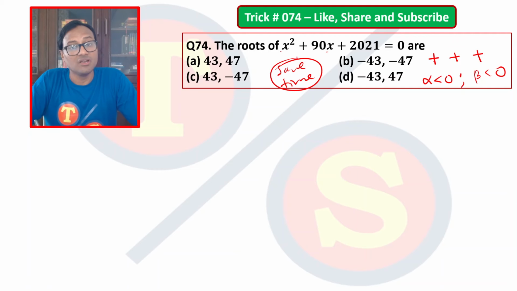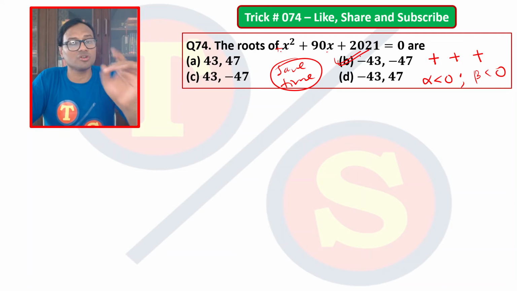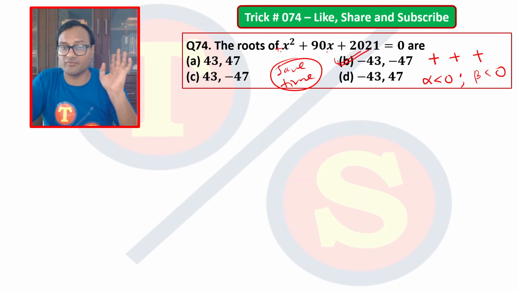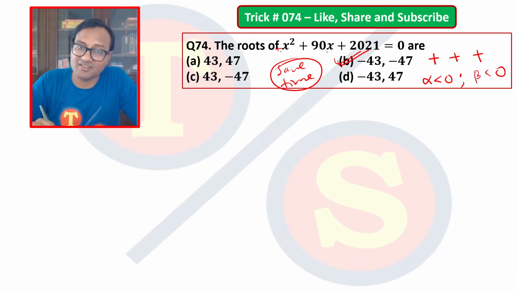Always remember, if all the 3 terms of a quadratic equation are positive, then both the roots must be negative. And if you have this idea readily available in your mind, there is no need to do anything, because only one answer option has both the negative values, and that should be your correct answer.